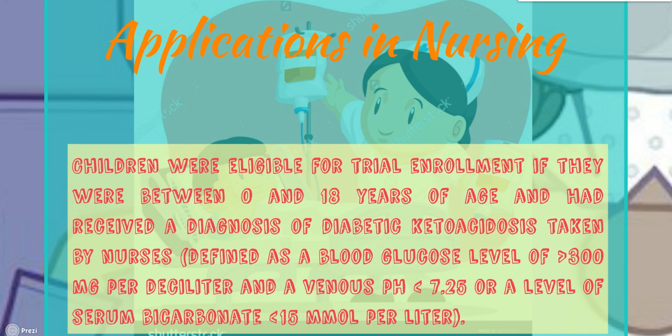Application in nursing. Children were eligible for trial enrollment if they were between 0 and 18 years of age and had received a diagnosis of diabetic ketoacidosis, defined as a blood glucose level of greater than 300 mg per deciliter and a venous pH less than 7.25 or a level of serum bicarbonate less than 15 mmol per liter.